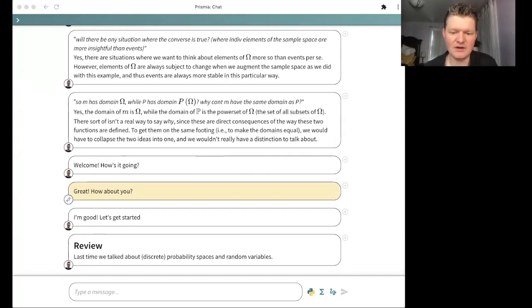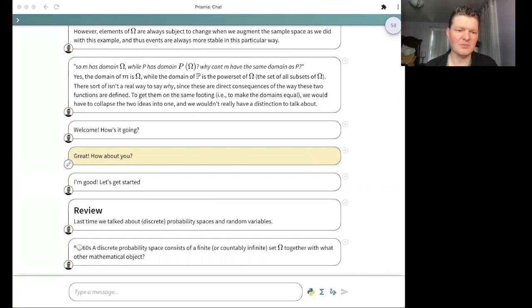Last time we talked about discrete probability spaces and random variables. So again, we're building up this idea of creating a mathematical model that represents a random experiment in some way that's mathematically useful, in that it allows us to translate questions back and forth between the real world random experiment situation and the mathematical model. And we drew some conclusions. For example, we decided that our probability space should consist of a set omega together with what other mathematical object to represent the probability.